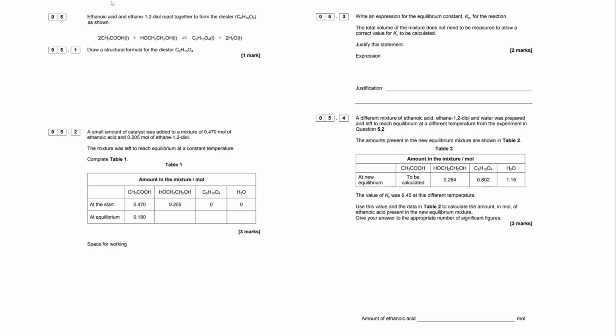Now, let's jump straight into this. Question 5. Ethanoic acid and ethane 1,2-diol react together to form the diester C6H10O4 as shown. So we've got this nice equation going on. Draw a structural formula for the diester C6H10O4. Okay, so what's going on here?